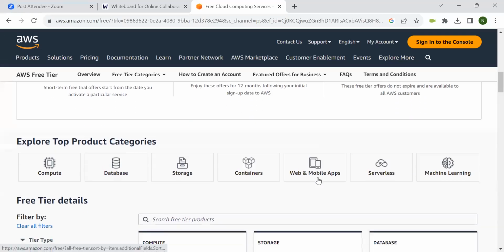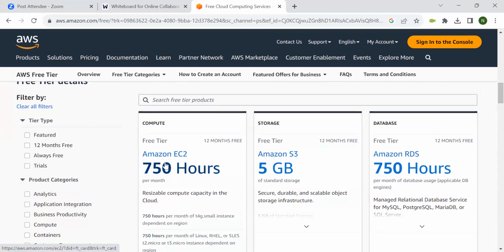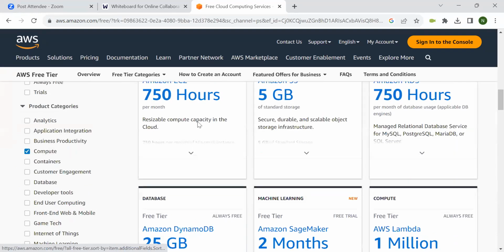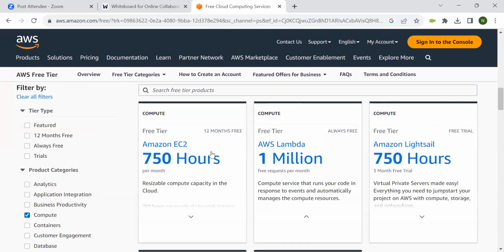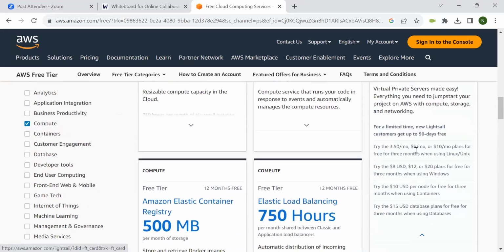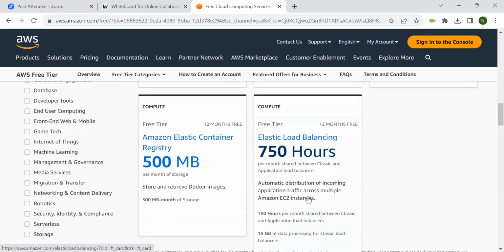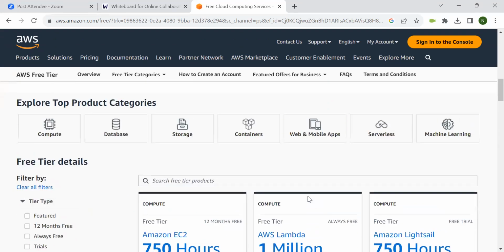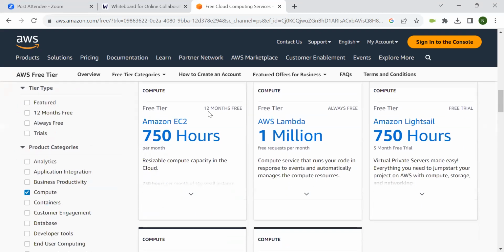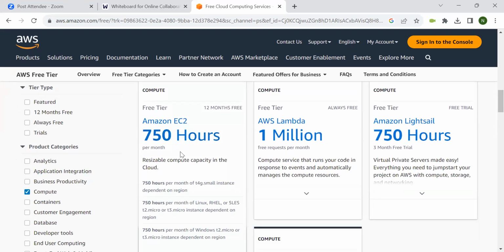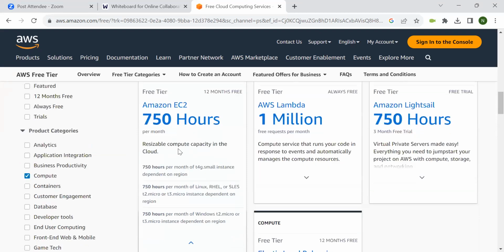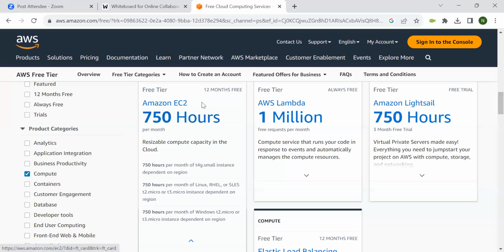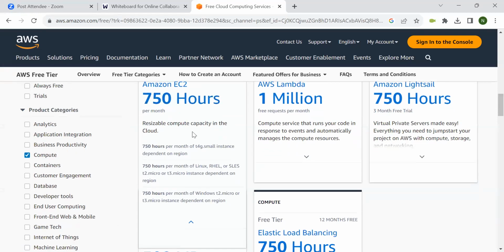Okay, in the 12 months, for example, if you take any of the compute related services, what are all the compute related services? EC2, Lambda, Lightsail, ECR, ELB. These are all the compute resources they are categorizing. For example, if you take EC2, they are offering us 750 hours per month, basically free for 12 months, and if you cross these 750 hours, you will be charged based on the type of instances that you are using.